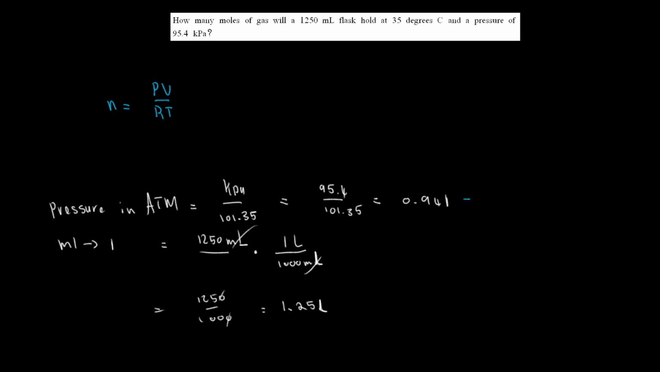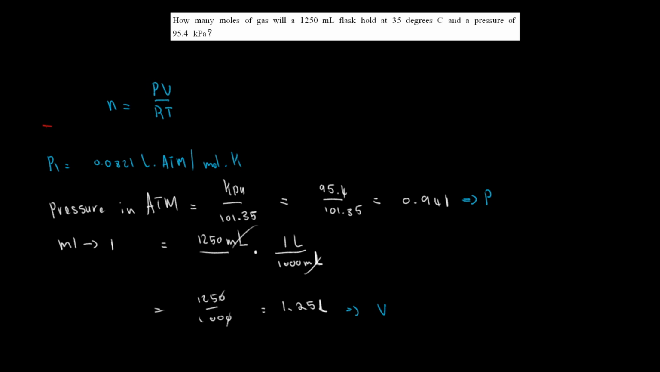Okay, so what have we found so far? We found P. We found V. We know our ideal gas constant, right? What's our ideal gas constant again? Well, the one I'm going to use is 0.0821 liters times atmosphere per mole per Kelvin. Okay? And then what's left? Our temperature. Temperature I'm going to do in red.